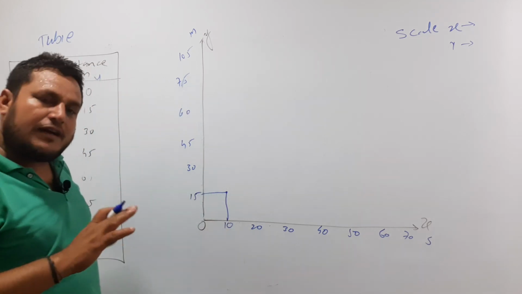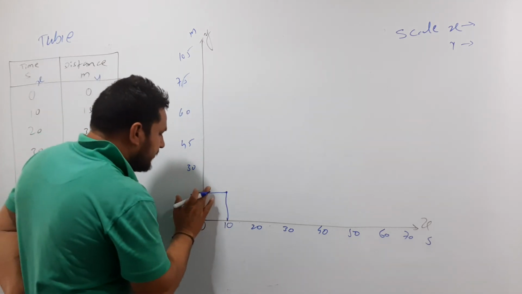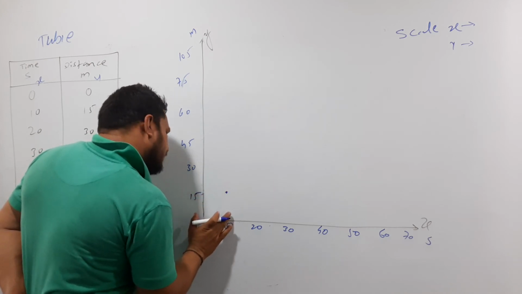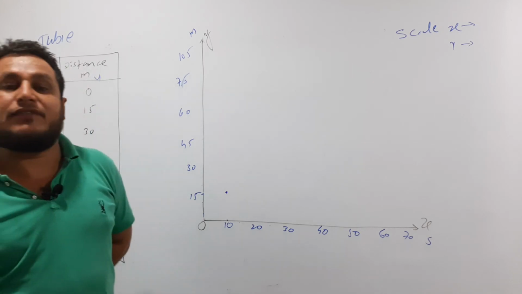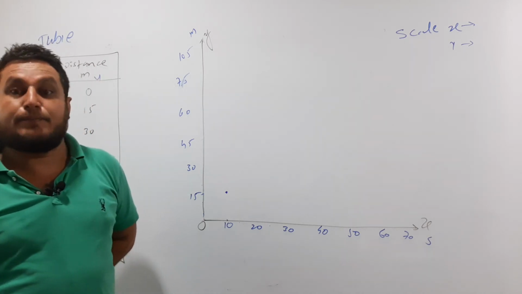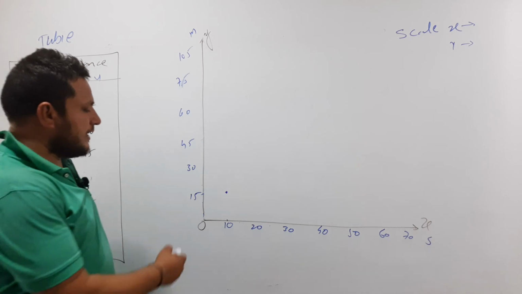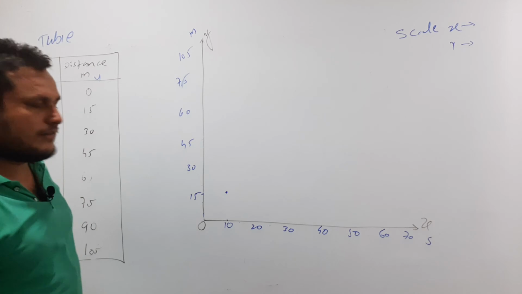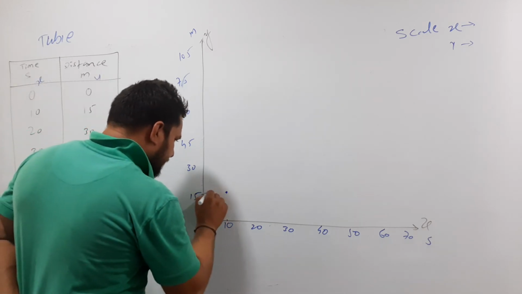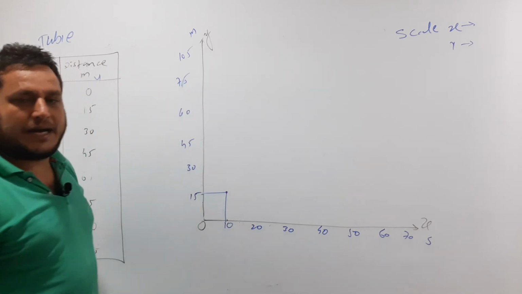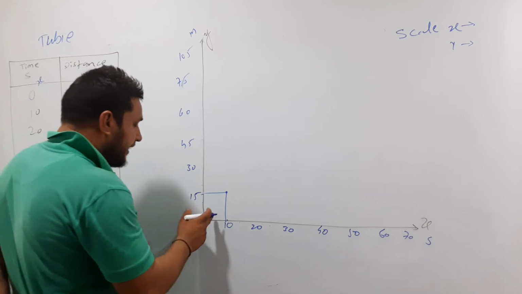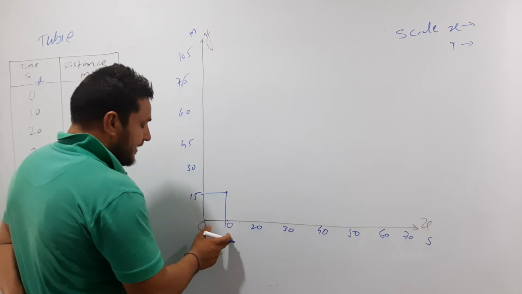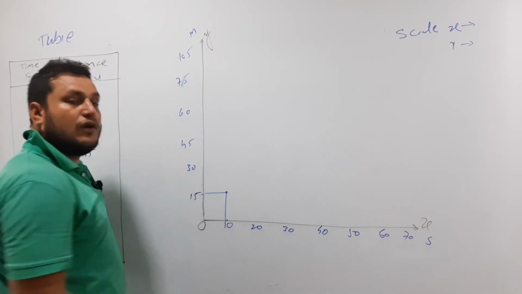We have a number of patterns to plot this graph, meaning we have a line graph, bar graph, and pie chart. The easiest way is the bar graph, because it's easy to understand. So this is the bar graph. It's showing the increment from 0 to 10 with respect to the x-axis and from 0 to 15 with respect to the y-axis.